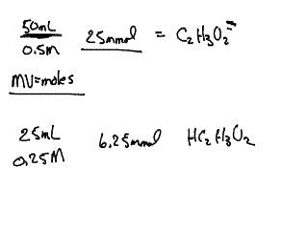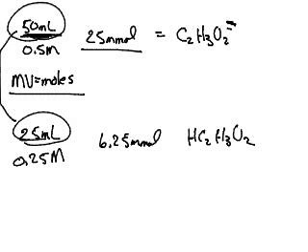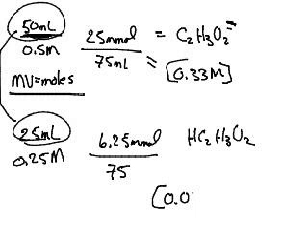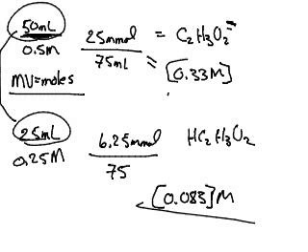Now, since we want to work in molarities, I have a total volume when I pour these together of 50 plus 25, or 75 milliliters. So the molarity of this would be 0.33 molar for the acetate, and for the acid it would be 6.25 divided by 75, which is 0.0833333 molar. I didn't show that right, but you get the idea.